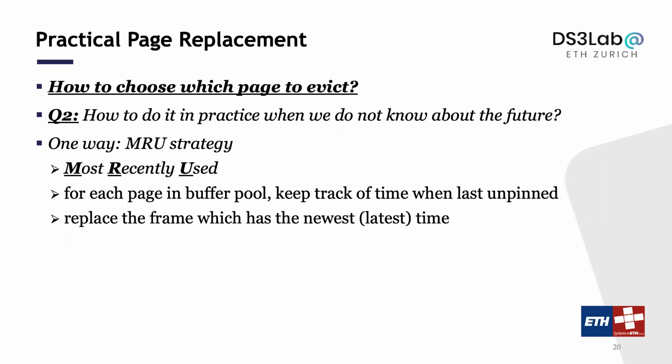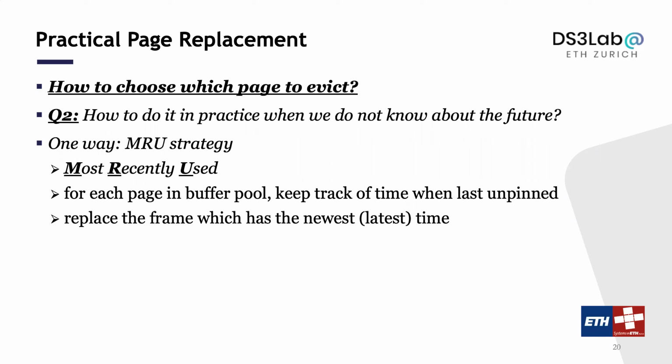But there are other strategies, because in a database, we do know more about our queries. So we can design eviction strategies to fill the gap between LRU and the optimal strategy. Another way of doing this is called MRU, the most recently used strategy. It's very similar to LRU, but goes the other way around.